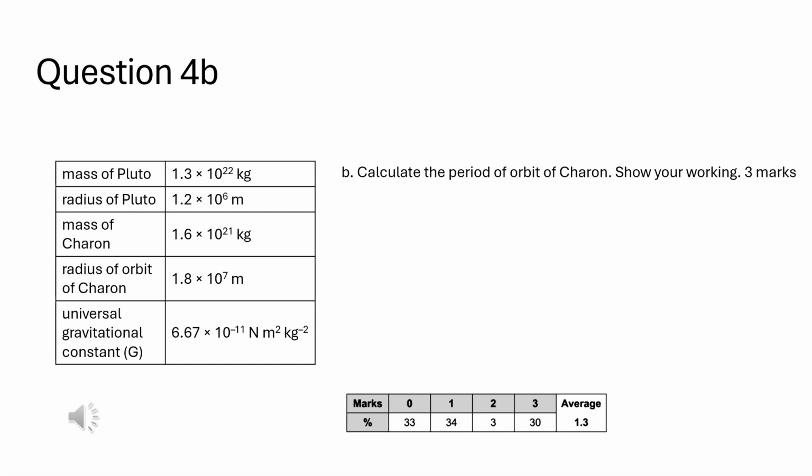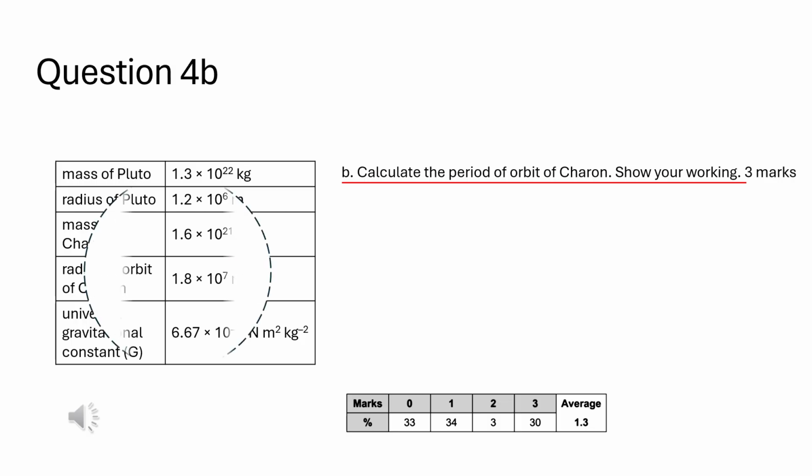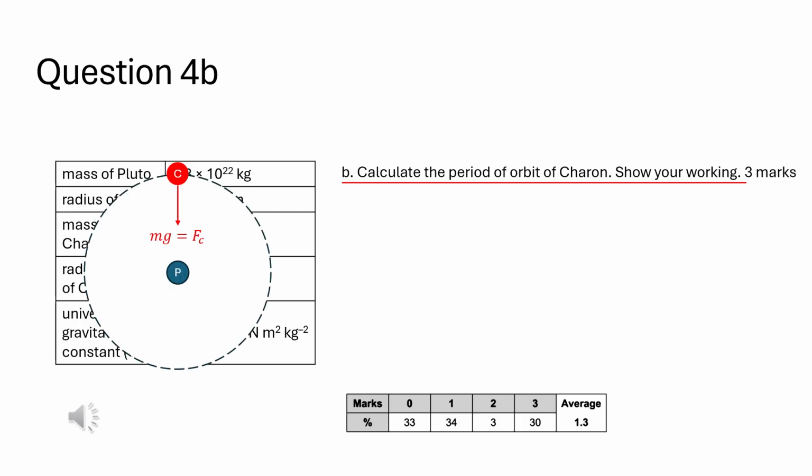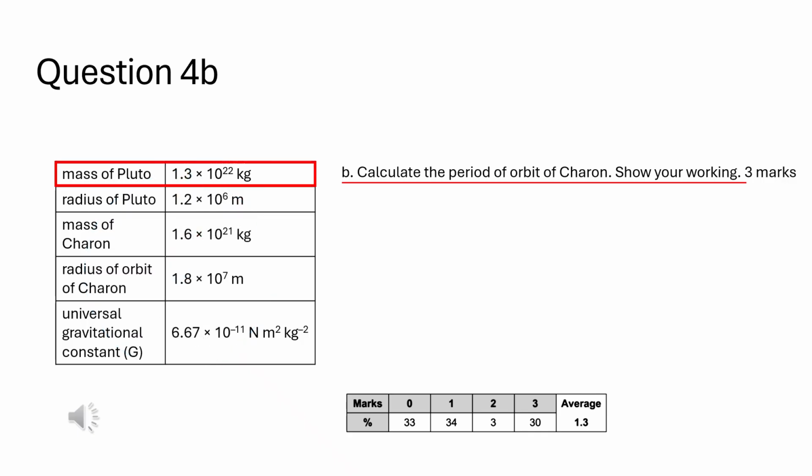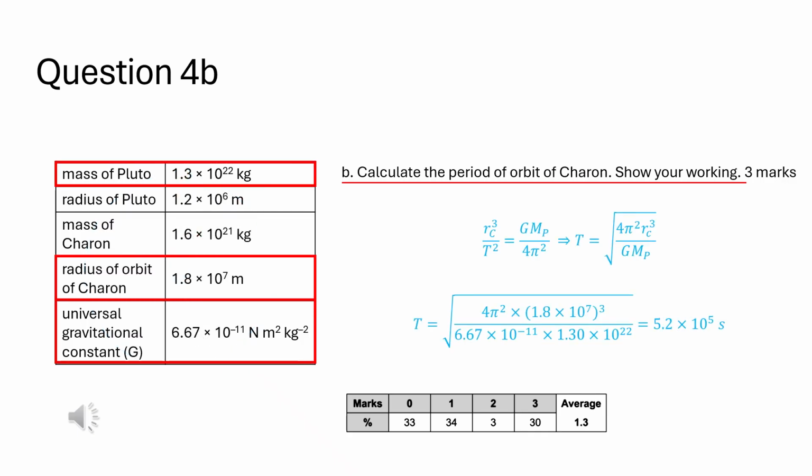To calculate the orbital period of Charon around Pluto, we assume that the only significant gravitational interaction is between these two bodies, and that Charon's orbit is perfectly circular. Under these conditions, the gravitational force acts entirely as a centripetal force. This allows us to use Kepler's third law relationship by substituting the mass of Pluto, the orbital radius of Charon, and the universal gravitational constant, G.